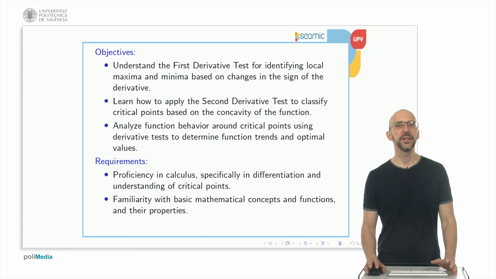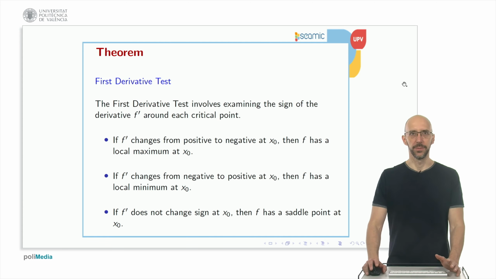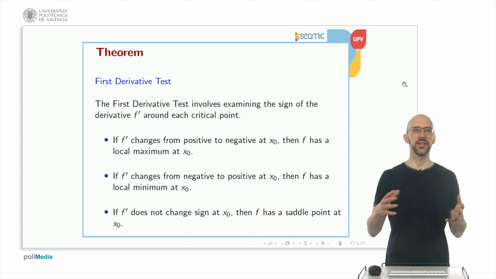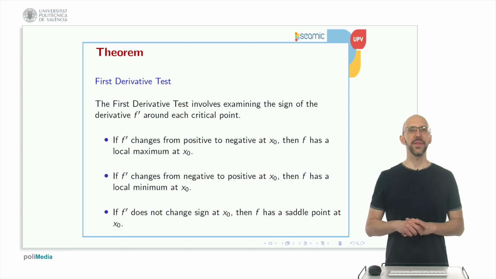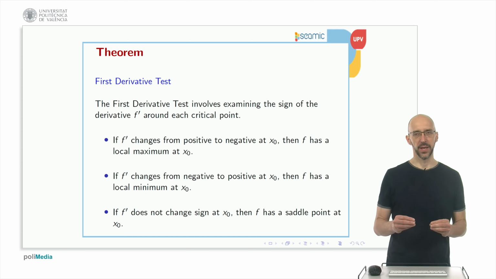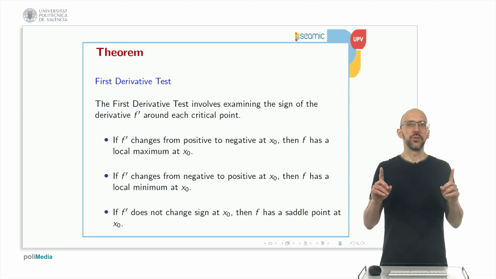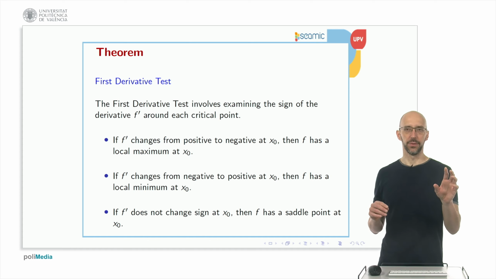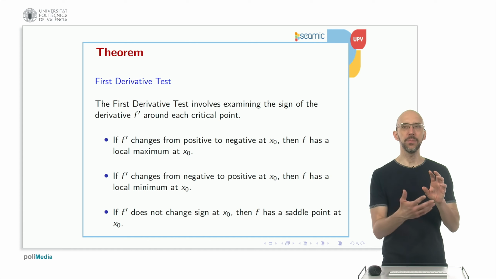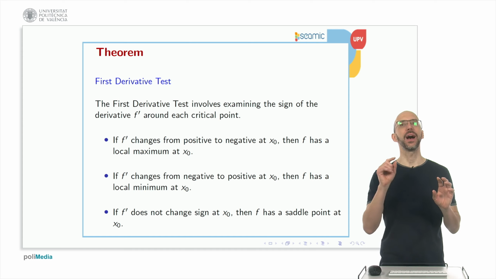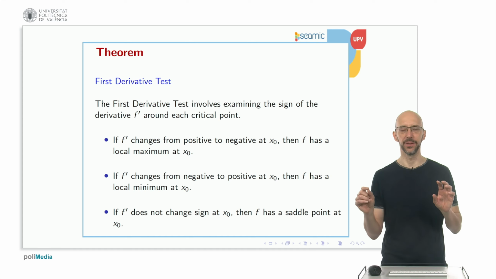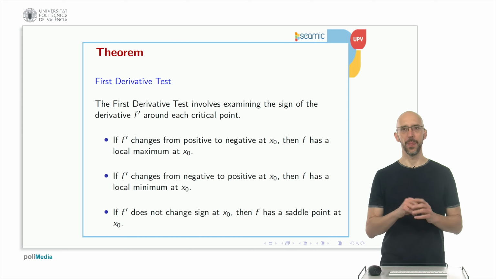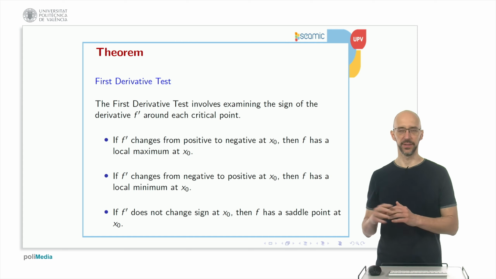Okay, let's suppose that we have the critical points. What is the first derivative test about? The idea is to study the sign of the derivative. You need to remember that if the derivative of a function at a given point is positive, then at this point the function is increasing. If the derivative at a given point is negative, then the function is decreasing.